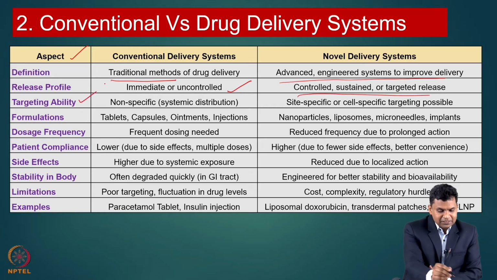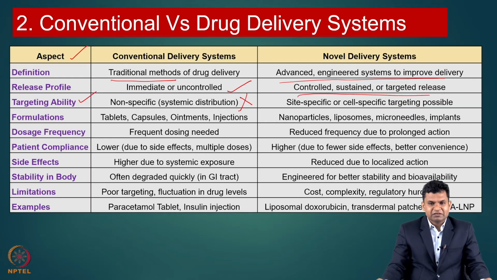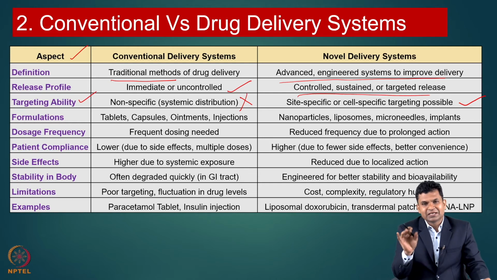And targetability is very difficult, not possible, in the case of conventional systems. Yes, by using various types of biological molecules, you can use ligands and also polymers. With that we can specifically reach the target site. Especially in the case of tumors, we can use pH sensitive and temperature sensitive polymers, and they will reach the target site.